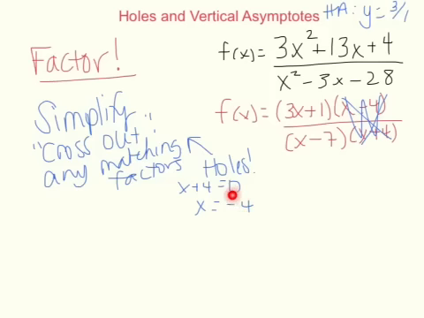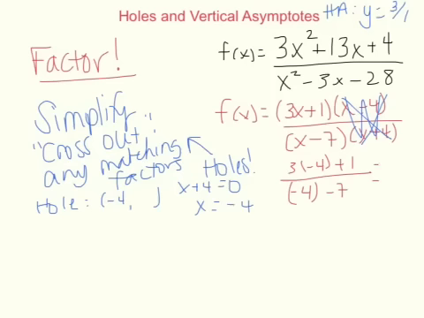Remember, a hole is like an ordered pair that doesn't exist, so I need to find the y value. So I have a hole at -4 something, and the way you find the y value is you take your x and you plug it into the x of your function that's left. So I have 3, and instead of x now I plug -4. Instead of x on the bottom I have -4. So that's -12 plus 1, which is -11.